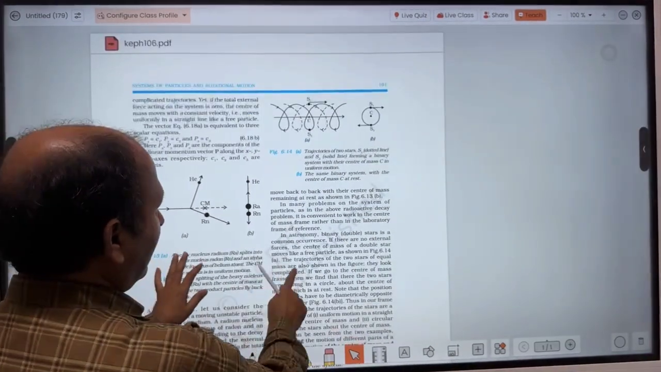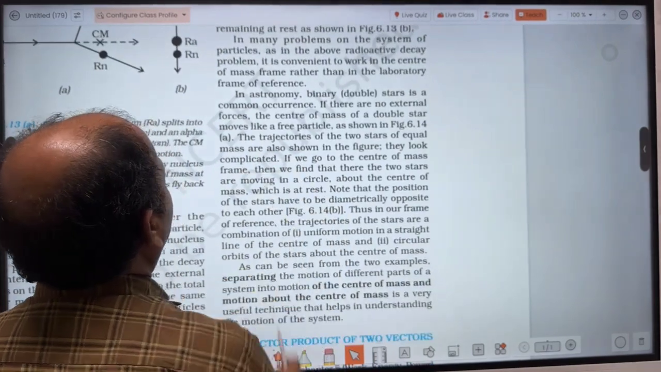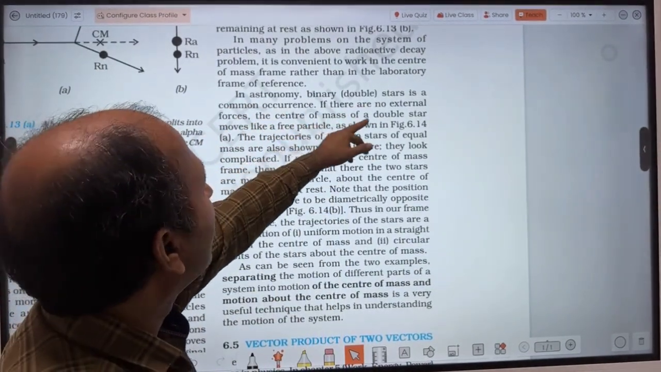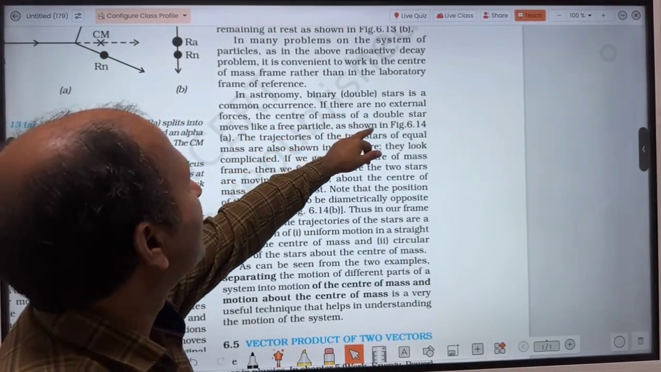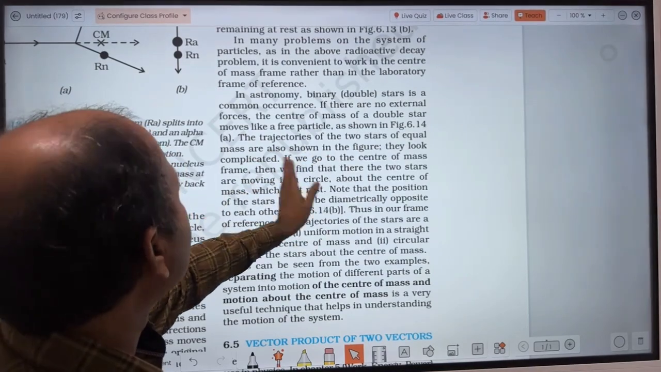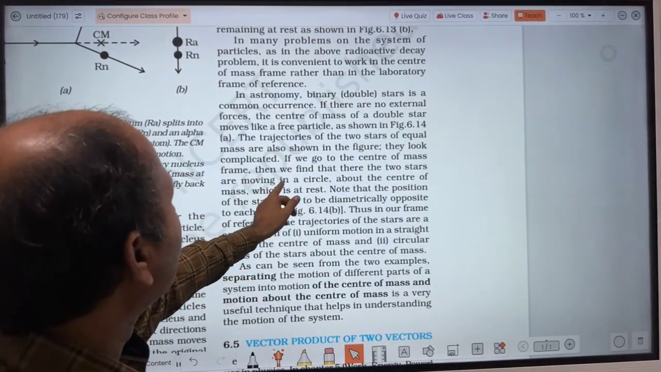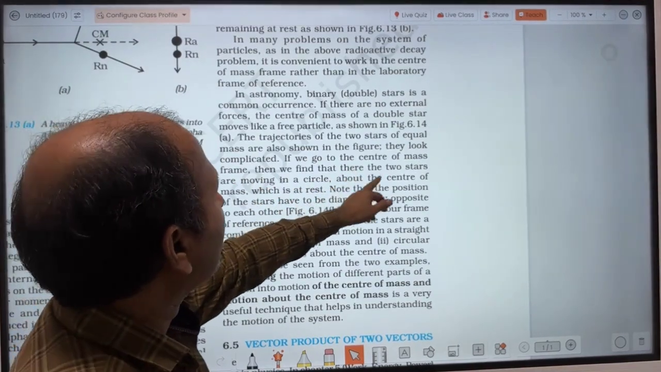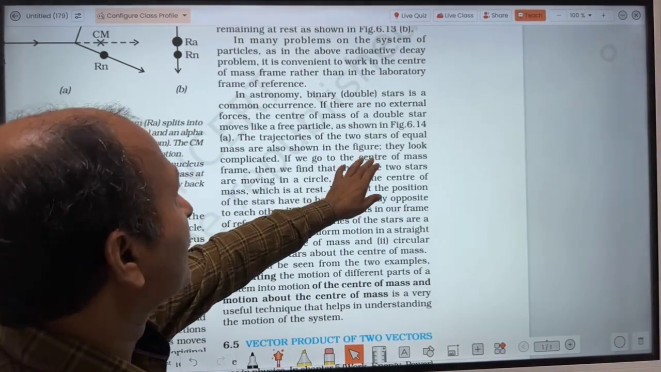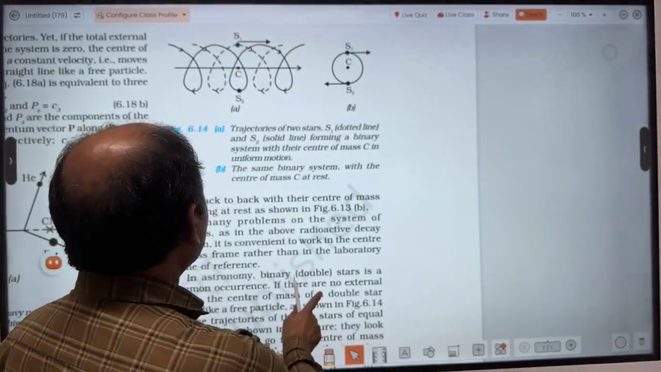Now here, if you wish to read, a little information is given. In astronomy, binary double stars are a common occurrence. If there are no external forces, the center of mass of a double star moves like a free particle as shown in the figure. The trajectories of the two stars of equal mass are also shown in the figure. They look complicated. If we go to the center of mass frame, then we find that the two stars are moving in a circle about the center of mass, which is at rest. So the second case, as we have discussed here, this happens.